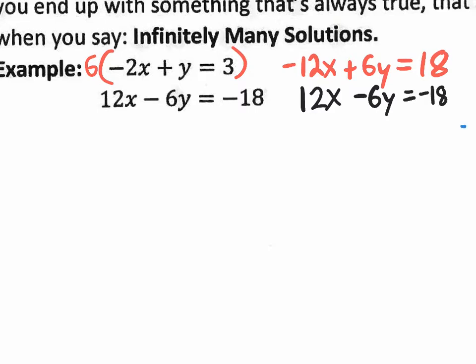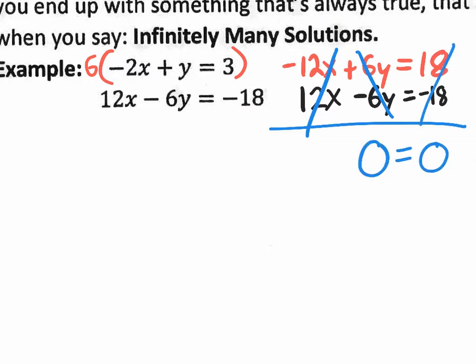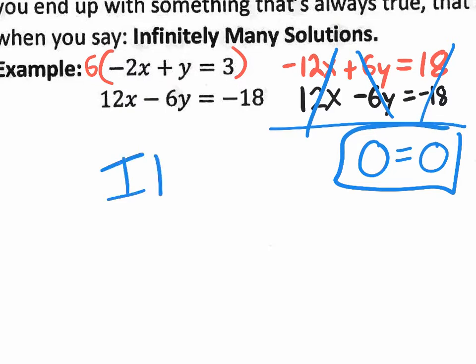But check out that weirdness. When I combine the negative 12x with the positive 12x, eliminate. The 6y and the negative 6y, eliminate. The 18 and the negative 18, eliminate. I end up with 0 equals 0. Now, is that impossible? No, 0 always equals 0. So what do we say there? When something's always true, we say IMS, infinitely many solutions.